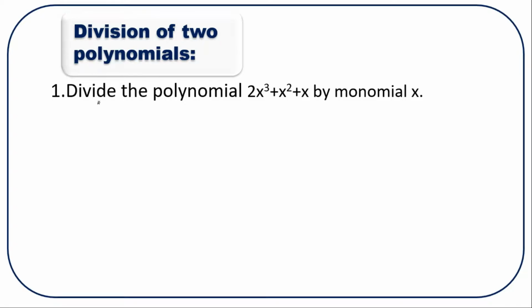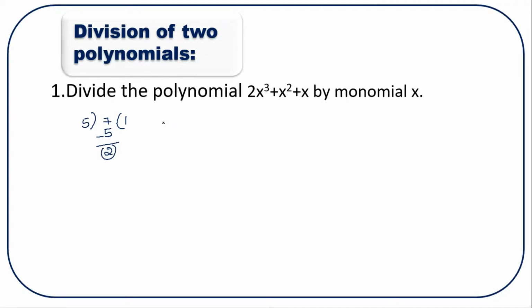You know how to divide two numbers. Suppose for example division of 7 by 5. How many times 5 will go in 7? 1 time. So 5 into 1 is 5. Subtract 5 from 7. What will you get as the remainder? 2. In the same way we can divide the polynomials too.